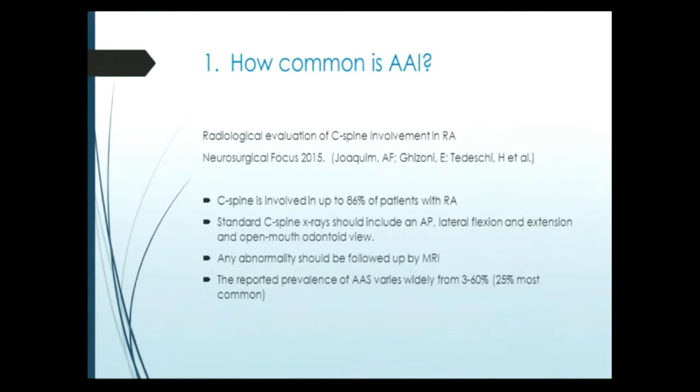And again, the reported prevalence, so this is just C-spine involvement, that's not at all just atlantoaxial instability. The incidence or prevalence varies widely from 3 to 60%, with 25% being the most commonly quoted. So it is common in rheumatoid patients to have atlantoaxial instability. It's extremely common to have any kind of C-spine involvement in their disease.